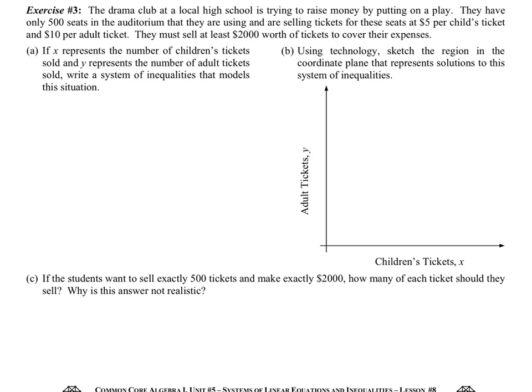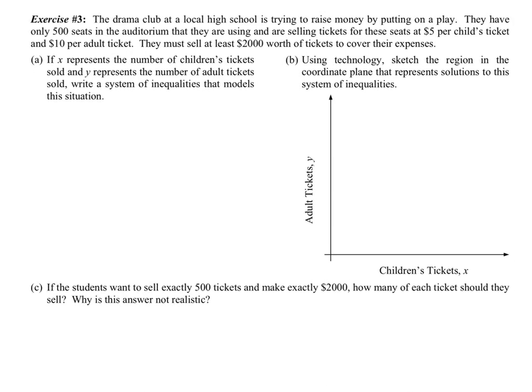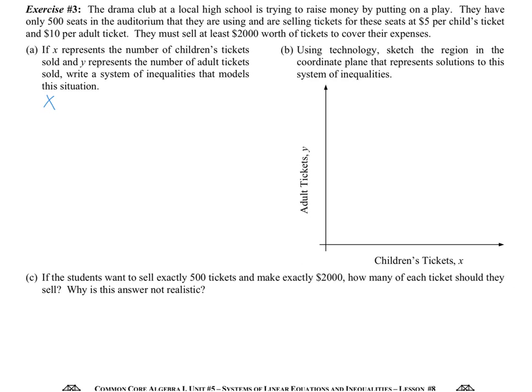Cool. So if X is the number of children's tickets and Y is the number of adult tickets, they cannot have more than 500 sold because they can only fit 500 in the auditorium. And then we talk about price. So all of the money goes in its same equation, just like when we were making systems of equations. So inequalities are no different. $5 per children's ticket and $10 for adult ticket, but they want to make more than or at least $2,000.